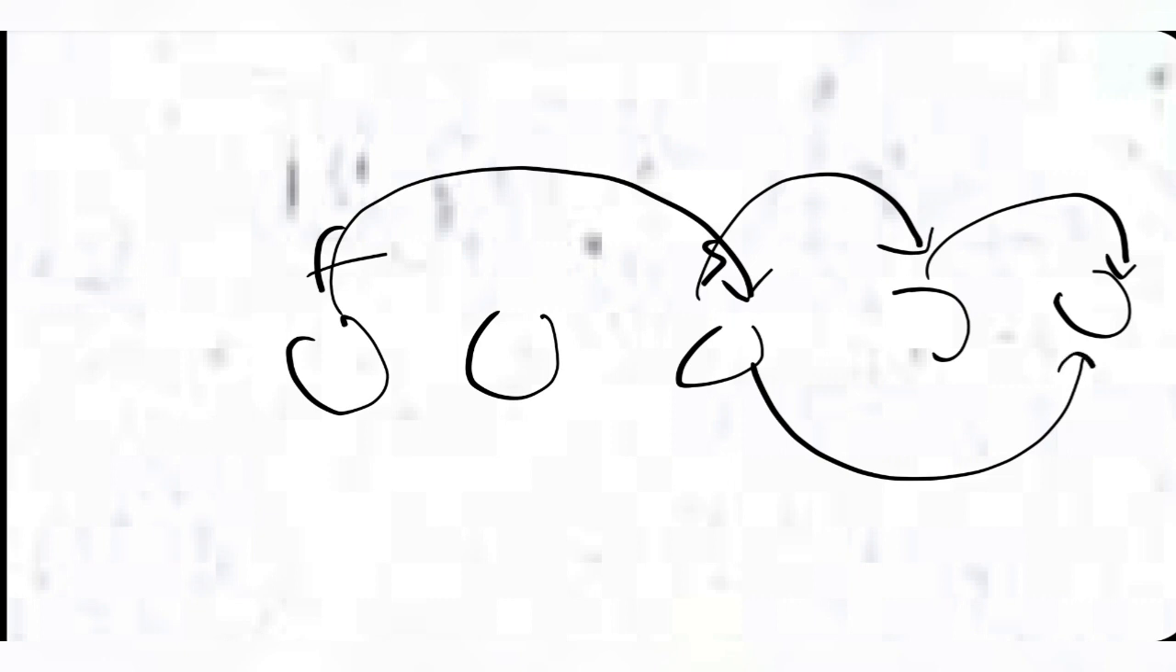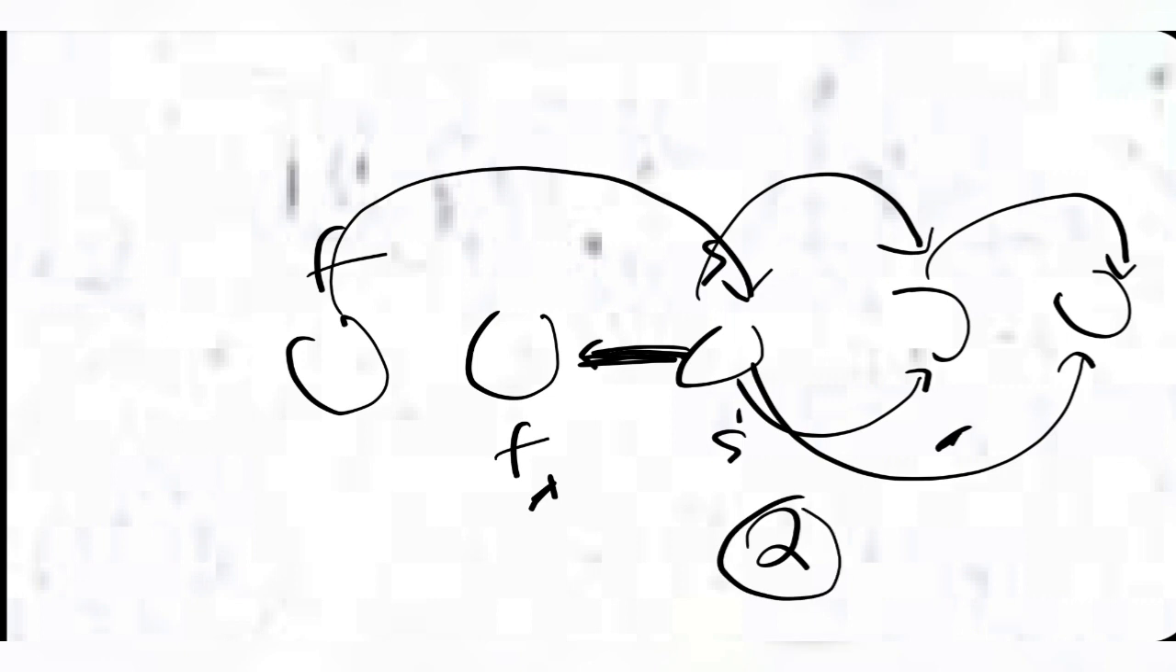So in any case, if f is one distance back of s, suppose f is here, s is here, and s is going one distance forward, how much distance will be between f and the next s? It will be 2 only, right? Obviously it will be 2 only. So whenever the distance is 2, it will catch up with s.